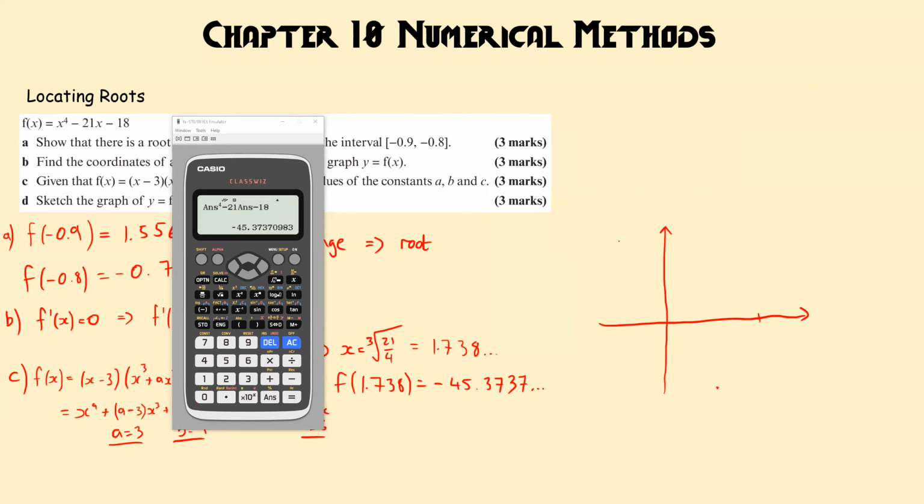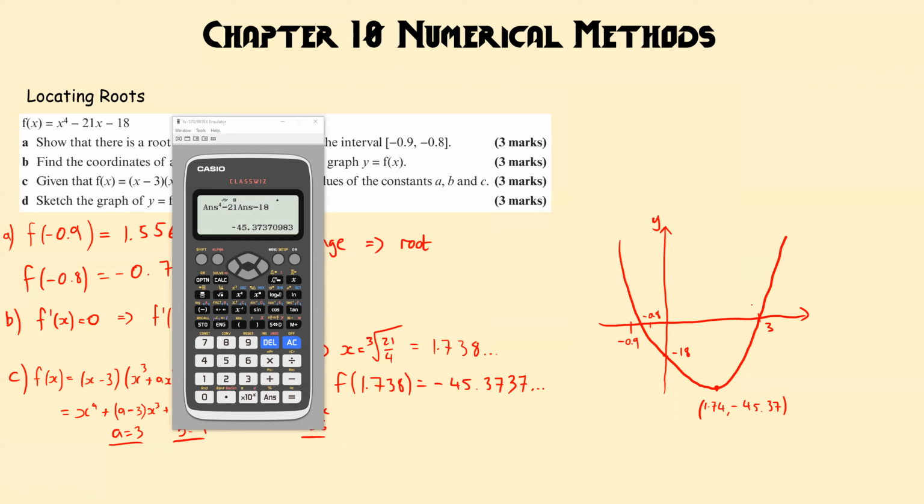But we know it crosses here, so it kind of comes down through here and then back up, where this point here is 1.74, minus 45.37. This point here is minus 18 from the original curve. And then this is like minus 0.9. This bit here is minus 0.8. Don't know that exact root, so I've just kind of gone somewhere in there. And then lastly, we know this point here is 3. So we've got kind of an idea of what that looks like.